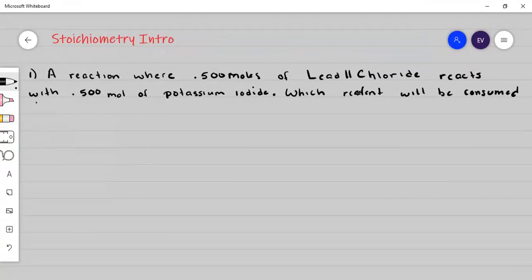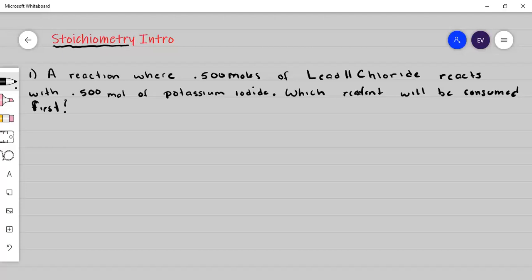first. Now, looking at the question, the way it's written, it's hard to tell because we have the same amount. We have 0.500 moles of potassium iodide and 0.500 moles of lead chloride. This is why we need stoichiometry, okay? All right, so let's take a look here.